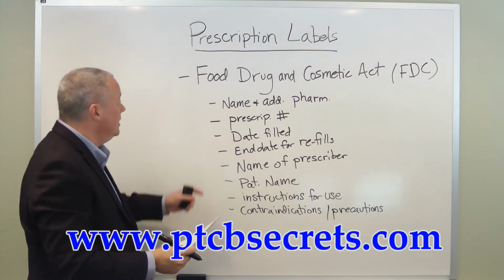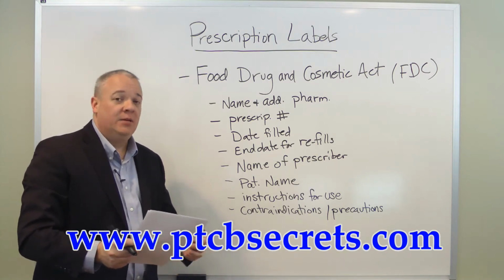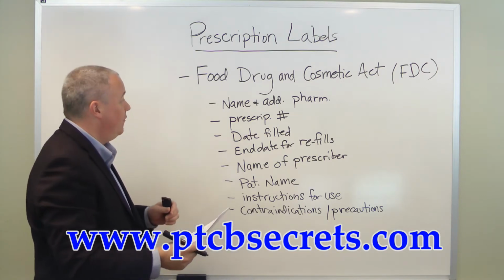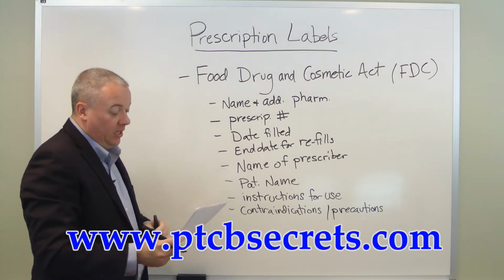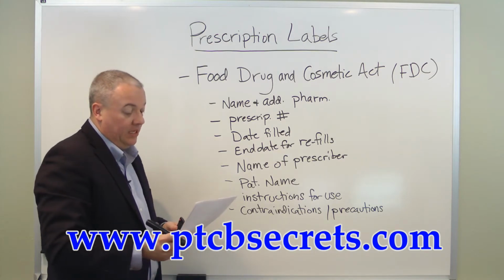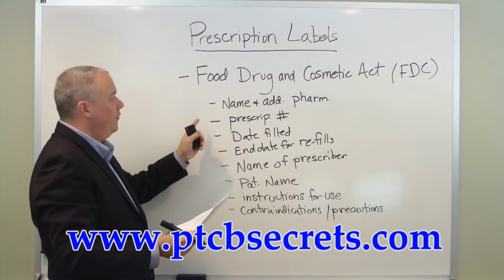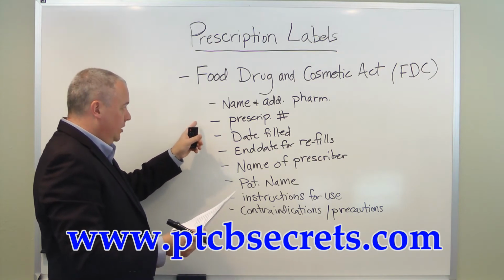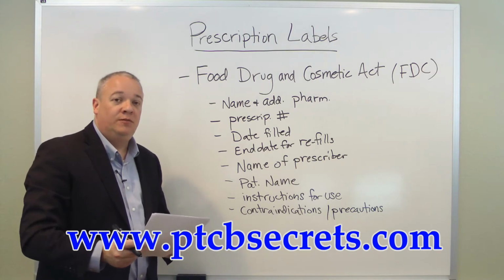So we begin with number one, the name and address of the pharmacy that is filling the prescription. So the name and address of the pharmacy must appear on the label of the prescription. The second thing that must appear by law on the prescription label is the prescription number. So we've got the name and address of the pharmacy filling it, the prescription number, and then the next thing, the date that the prescription was filled.